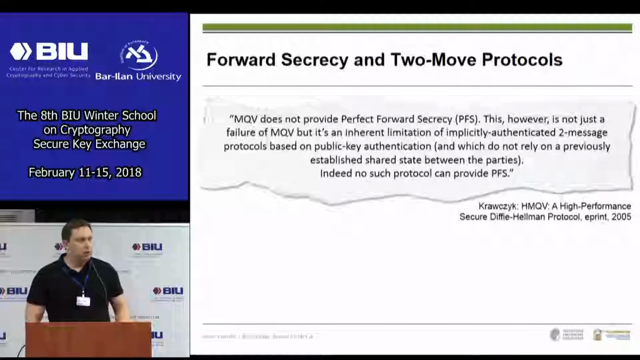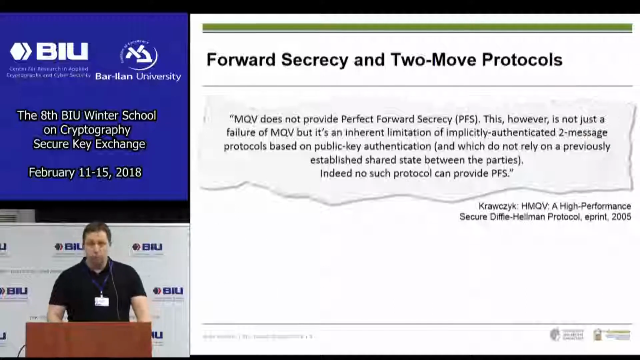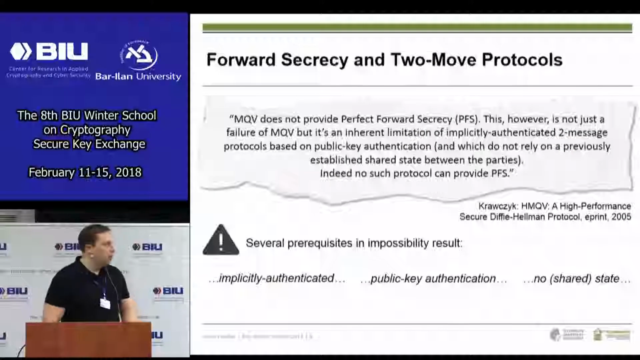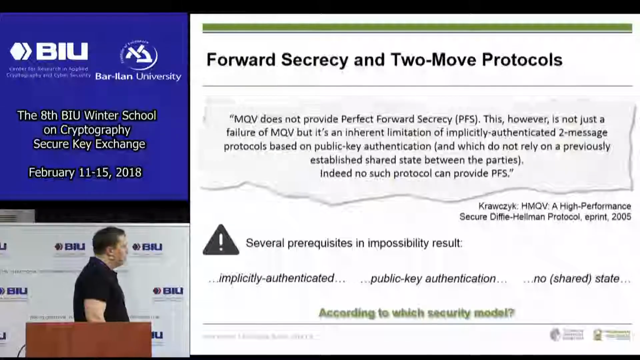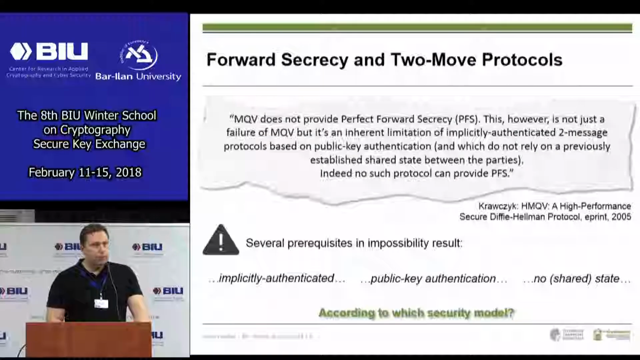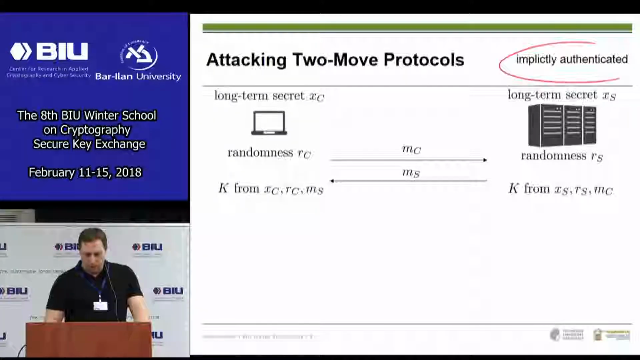Okay, so here's the attack on two-move protocols. And now I'll talk about, okay, public key, fine, no state. Okay, let's accept this. And it's implicitly authenticated. And implicitly authenticated means, maybe I should first introduce the notation. So this is a general definition of a two-move protocol. Client has a long-term secret, a signing key, a decryption key, whatever. Of course, it has the certified public key and so on. Same on the server side. And for the session, the client picks some randomness, like a Diffie-Hellman value or whatever. Same on the server side.